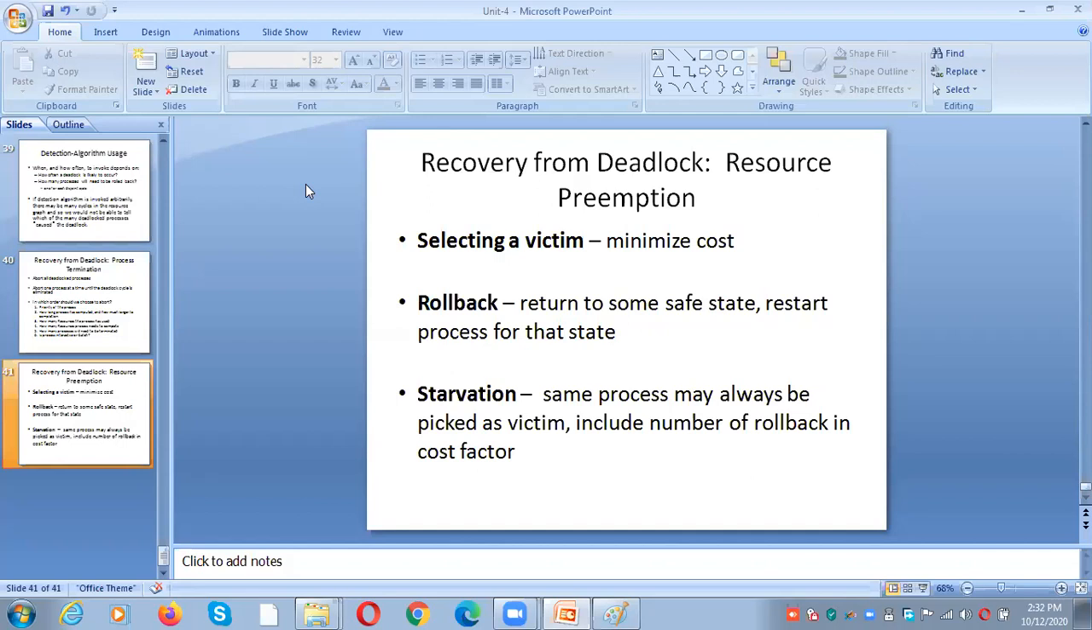After that, recovery from the deadlock. Okay, so this is about deadlocks. We have completed this. By this, we have completed 3.5 units successfully.